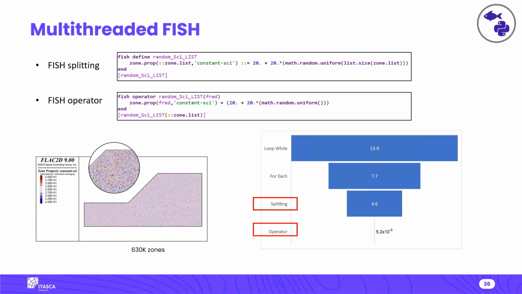And then in the same thread is something called a FISH operator. The FISH operator is a function that you define, and it will take these lists and it will run them in a threaded environment. So on your machine with multiple cores, multiple threads, it will run them on all threads, and your operation runs significantly faster rather than just looping on one single zone at a time. Below is an example of a FLAC2D example with about 630,000 zones, where we're just randomly changing some property. And you can see on the right, using this regular loop all the way down to the fastest operation of using an operator, the time difference where using an operator is almost instant, whereas a while loop where you're doing something on each zone sequentially takes quite a bit of time.